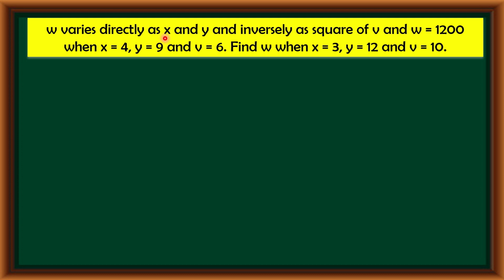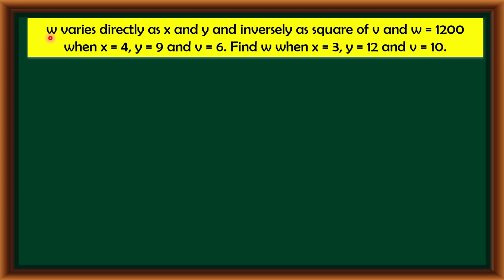W varies directly as x and y, and inversely as square of v. And W is equal to 1,200 when x is equal to 4, y is equal to 9, and v is equal to 6. Find W when x is equal to 3, y is equal to 12, and v is equal to 10. So again, we will find the constant of the variation. Then after we get the constant of variation, we will now find the value of W when x is equal to 3, y is equal to 12, and v is equal to 10.